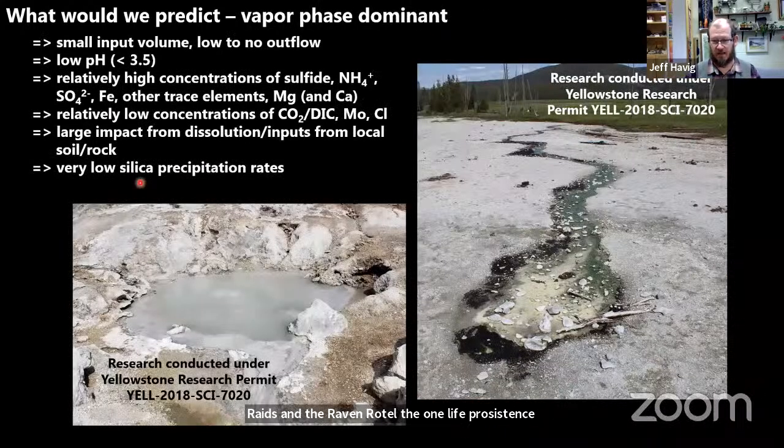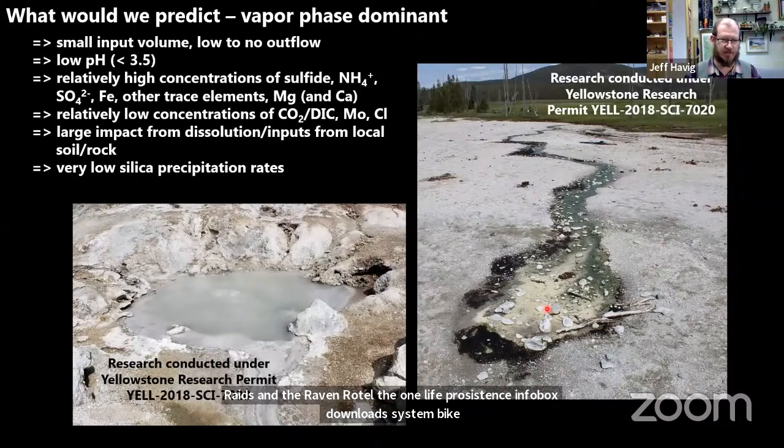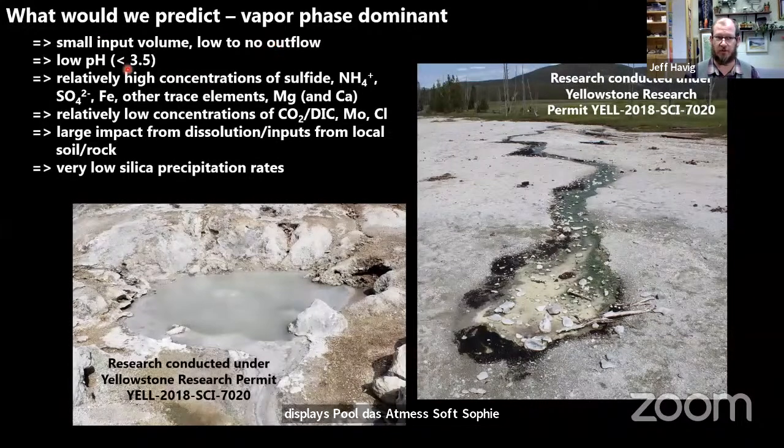And for a vapor phase dominant system like this pool or this sulfate precipitating seep, right? We expect a small input volume, low to no outflow, low pH, high concentrations of certain elements, low concentrations of others, high impact from dissolution and inputs from local rock and soil, and low silica precipitation rates.